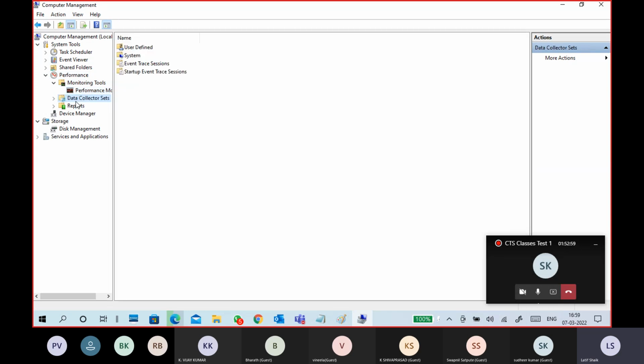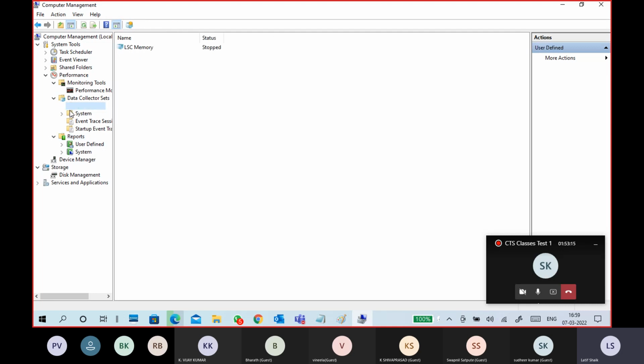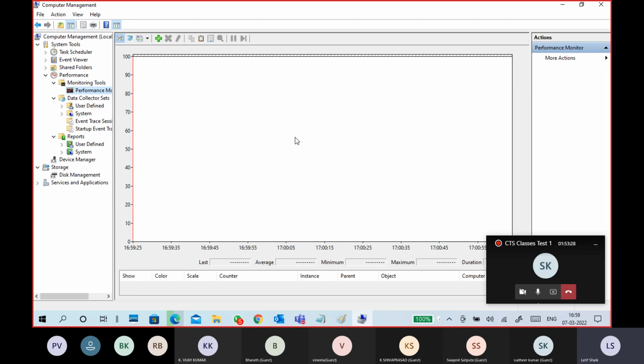So completely, you can collect the data in your PC, and also you can create your reports and forward the reports to the particular related organization, or for analysis, you can do it. Okay, system diagnostic. There's some performance, event trace session, like that one. You can create your own data collection set from here, and also you can manage it.